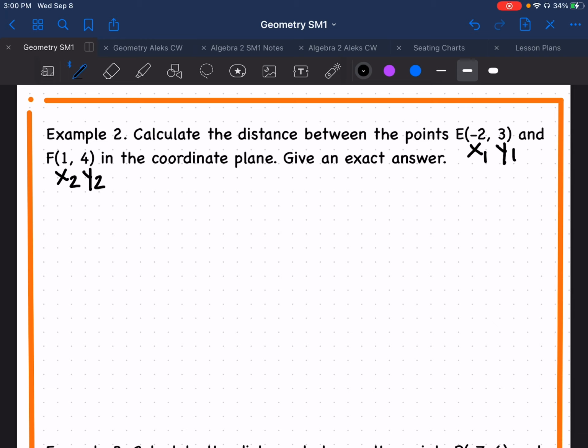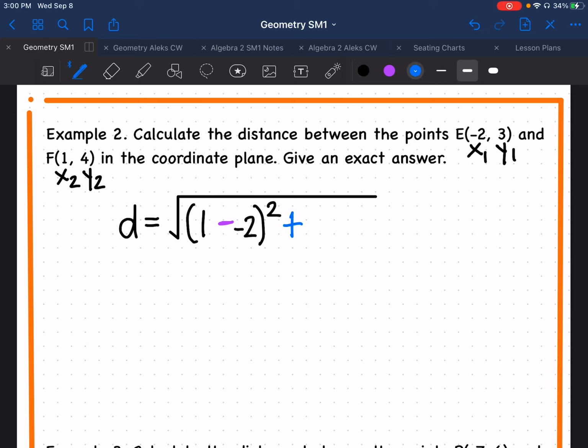I'm going to go back and use the formula. Remember, I'm taking my x values and I'm going to subtract them. Let's see, so x2 is 1, x1 is -2, and then I'm going to square their value. I'm going to add to that the same thing with the y's. I'm going to subtract my y values.